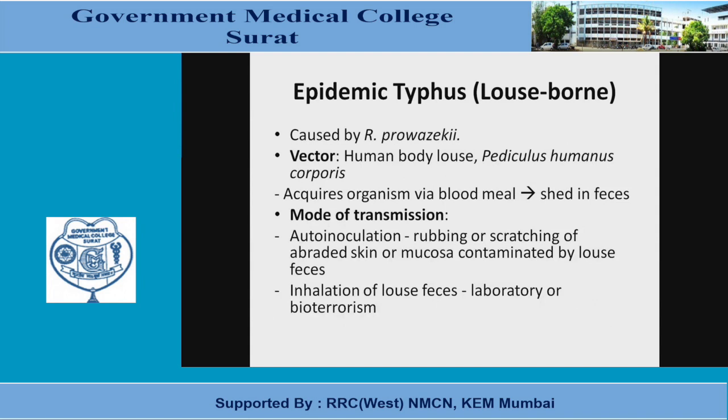Epidemic typhus is caused by Rickettsia prowazekii. The vector is the human body louse, Pediculus humanus. It acquires the organism via a blood meal and sheds it in the feces, which leads to autoinoculation: rubbing or scratching of abraded skin or mucosa contaminated by louse feces leads to penetration into the tissue. Inhalation of the louse feces can also sometimes lead to infection, and it is a bioterrorism concern.